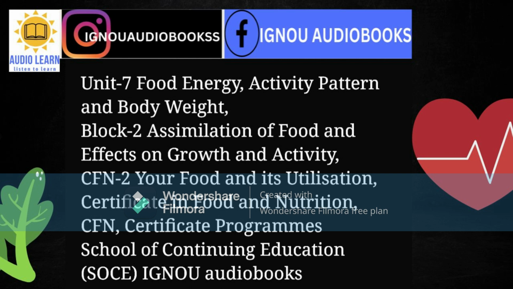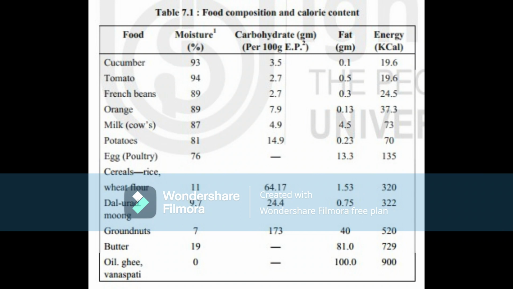As you remember, each gram of oil has 9 calories. Thus, seasoning with oil increases the calorie value of most of our preparations, such as dal, vegetables, salads, etc. Table 7.1 Food composition and calorie content. Look at the screen for table content.